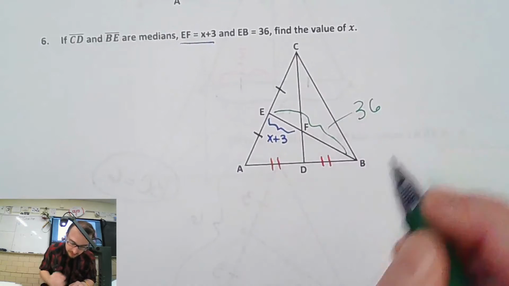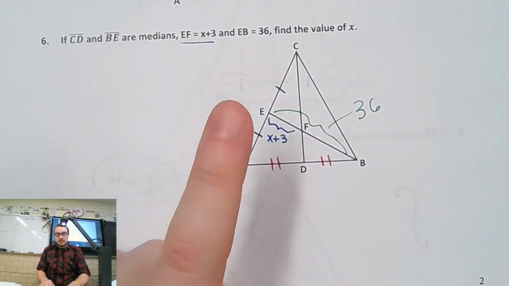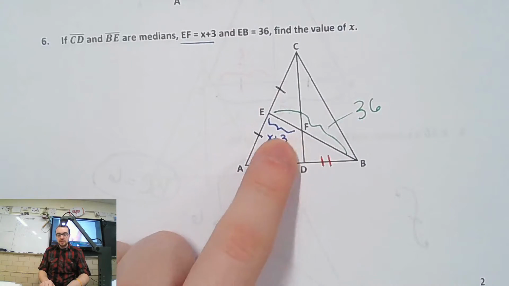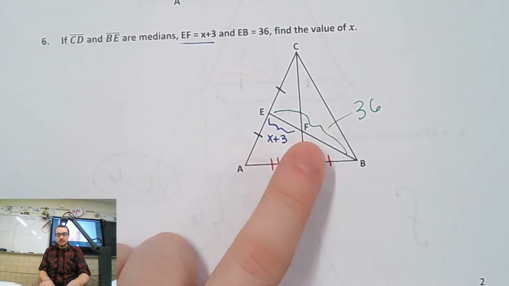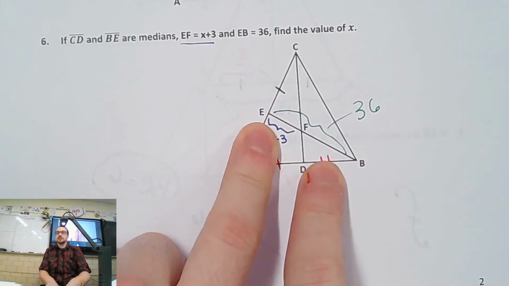That's 36. We want to find the value of x. Well, this is from the midpoint to the centroid, right? So that's the smaller piece, right? So this guy's going to be double that. If I told you that was 3, this guy would be 6, yeah?